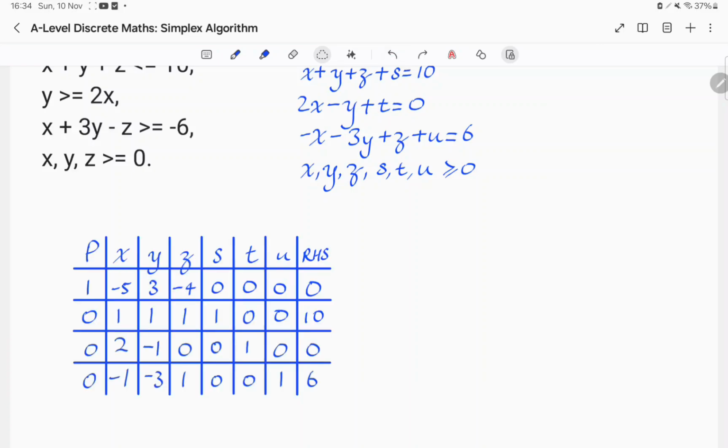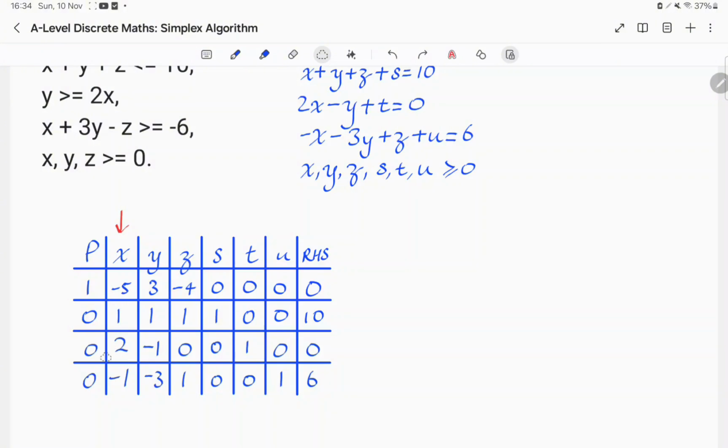Here we have the starting simplex tableau. Now we need to find the lowest number of variable in the top row, which is the objective row. This is negative 5, and therefore we select the x row. Now we need to look at which of the x's are positive in order to help choose our pivot.